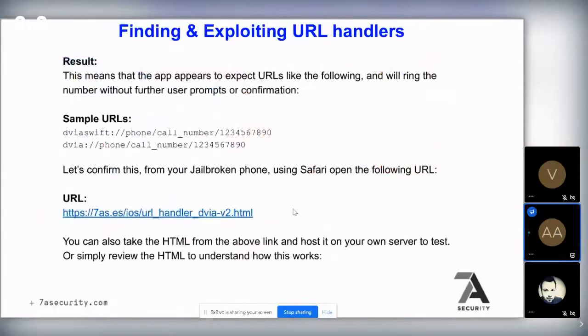So this means that the application appears to handle URLs like the following, and it will ring the number without further user prompts or confirmation, right? So it's looking for URLs like vulnerable-insecure-app-swift://phonecall/number, or the same thing with insecureapp://, right? You can open this URL on your phone to test this, and then you can practice the exercise.